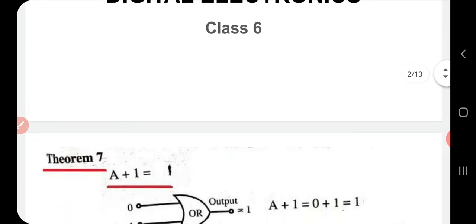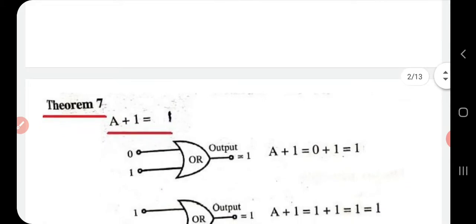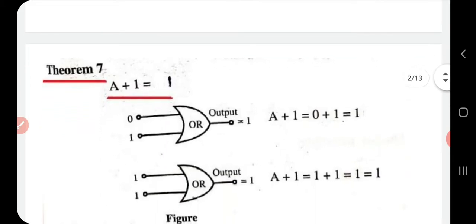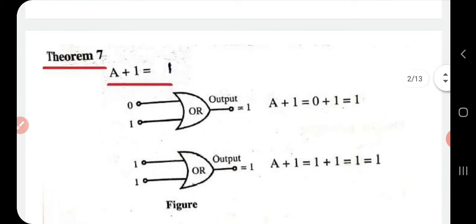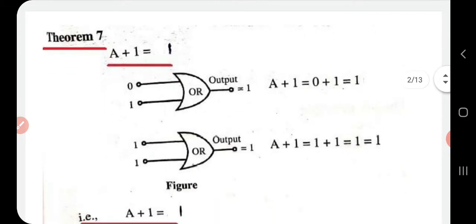As a continuation of our last class, in the last class we studied theorems, up to theorem 6. Now we are going to study theorem 7 and its proof. Theorem 7 is A plus 1 is equal to 1. Here you are demonstrating it with the help of an OR gate. Why? Because you are dealing with the addition operation. For addition we use the OR gate, and for multiplication we use the AND gate. That we studied in the last class.